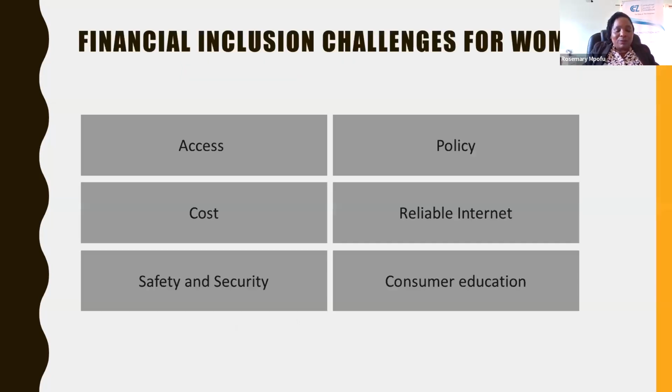Moving on, I will talk about some of the financial inclusion challenges that we experience for women. First of all, access itself is a big problem. Most women cannot access financial institutions, either because where they live is too far or because the necessary gadgets and infrastructure to enable them to access the financial institutions may actually be lacking.